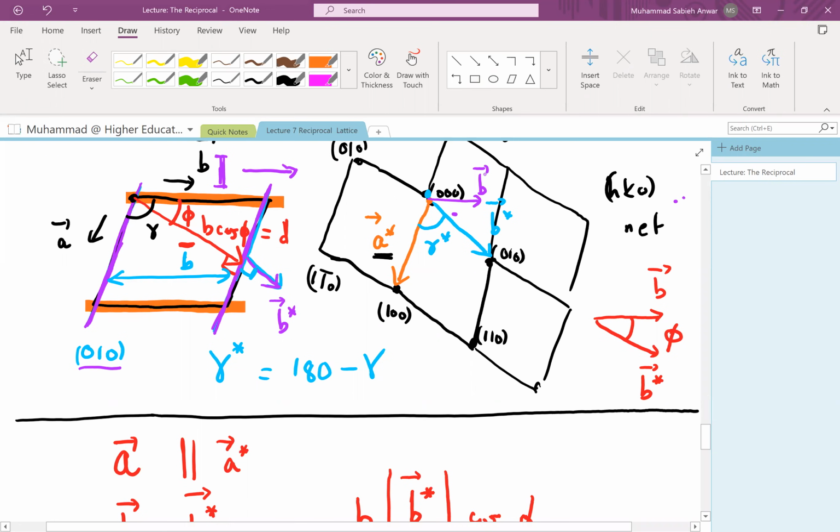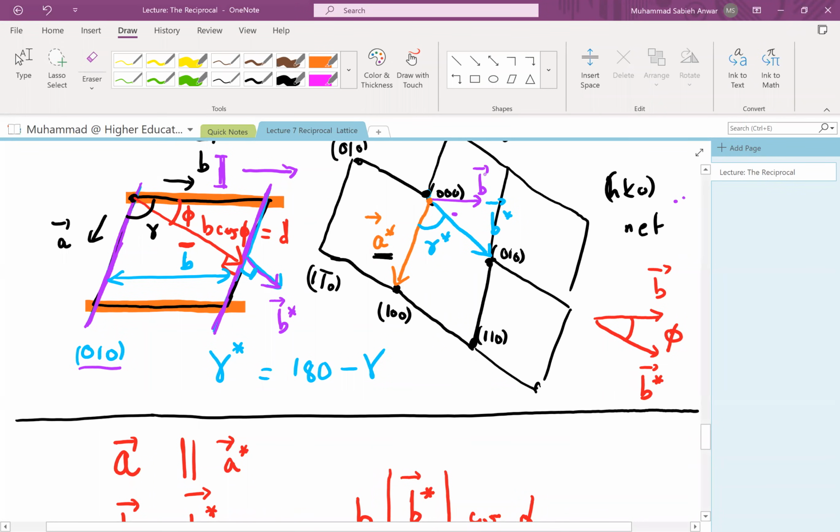B and B star, by the way, live in different spaces. B lives in the direct space and B star lives in the reciprocal space. But they are not parallel to one another. Okay, so that's the concept that I wanted to bring home. All right, sir. Okay.